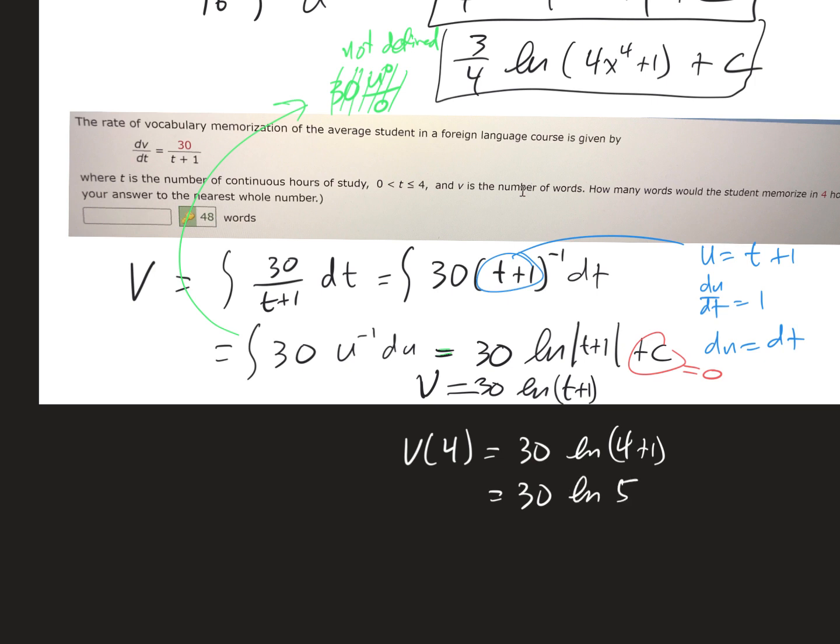All right, let's put this in a calculator. I'm getting 48.28. And you should realize that this is words that are being memorized, so that would have to be rounded to the nearest whole number. All right, so we'll round this to 48 words. All right, that's going to conclude the notes for this video. Hopefully that is helpful as you think about antiderivatives of exponential functions and logarithmic functions.